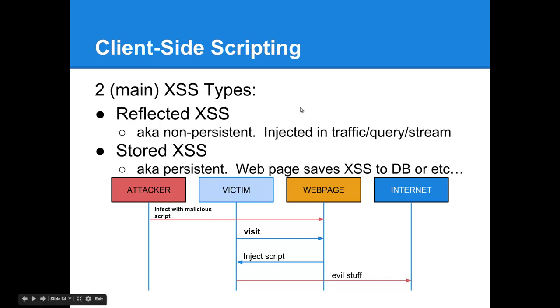There are two types of this attack. First, reflected, which is termed non-persistent. It is either injected into the traffic, into the HTTP request or query or stream. And finally, stored cross-site scripting, otherwise known as persistent. Happens when the web page saves the XSS attack into the database or some other form of persistent storage.